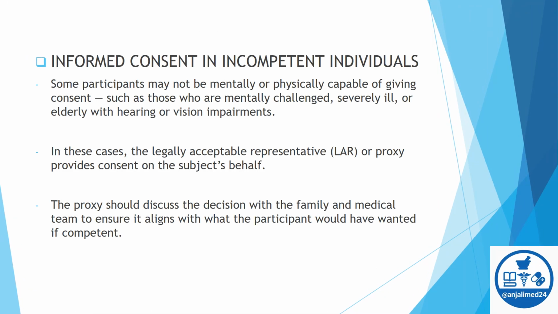Informed consent in incompetent individuals. Sometimes a person may not be able to understand the study because of conditions like mental illness, serious memory problems, or certain disabilities. In such cases, the researcher must get permission from a legally authorized representative, usually a close family member or guardian. Before giving consent, this representative should talk with doctors and family members to make sure the decision is truly in the participant's best interest. The idea here is called substituted judgment, meaning the representative should choose what the participant would have chosen if they were able to decide on their own.